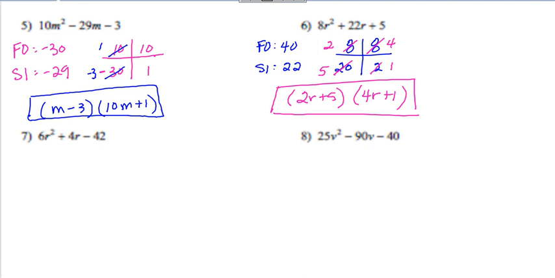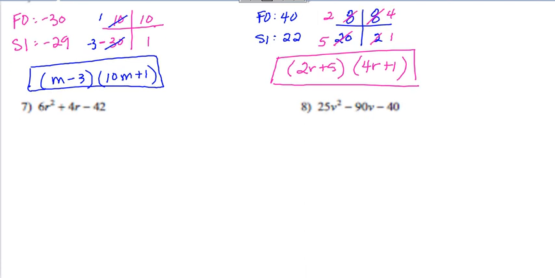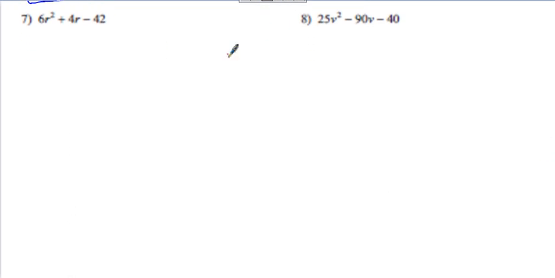Number 7, I will look for a greatest common factor. And finally, I will finally find a greatest common factor. There is something common to all of these. It is 2. So we must first pull that out. Pull a 2 out and leave behind 3r squared plus 2r minus 21. Now I can ask myself, what are factors of negative 63 whose sum is positive 2?